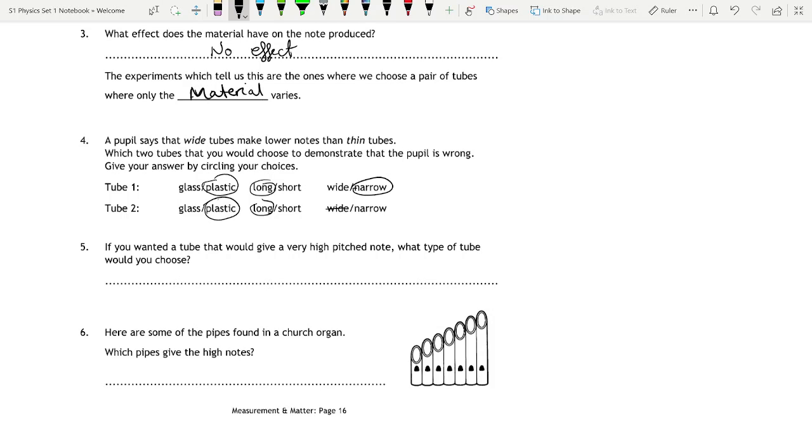Yeah, exactly. Right. So you might have got a slightly different variation on this, and that's fine, as long as they are both the same material. So both plastic or both glass. They're both the same length, so either both long or both short. And they're different widths. So one wide, one narrow. And if you wanted a tube that would give a very high pitch note, what type of tube would you choose? Yes, the short one. A very short one.